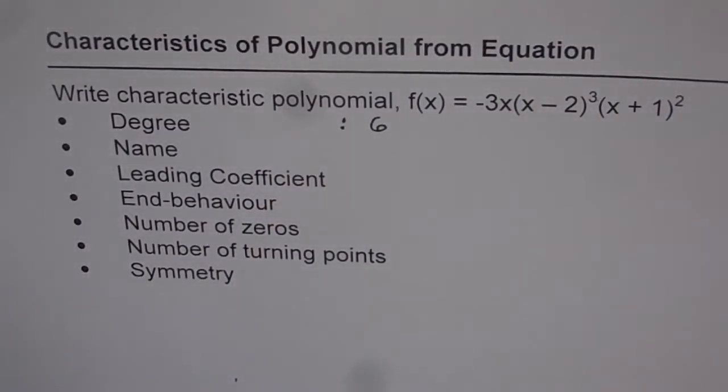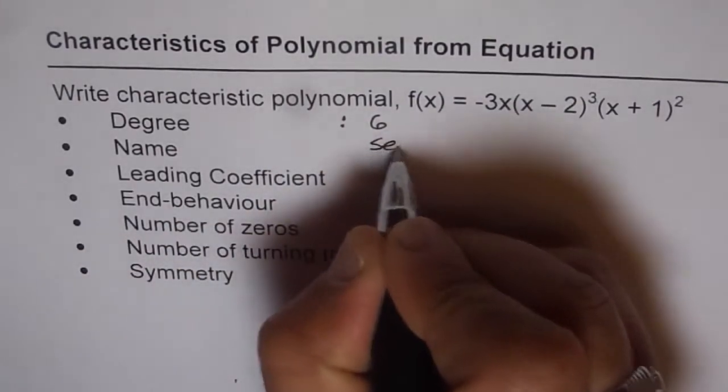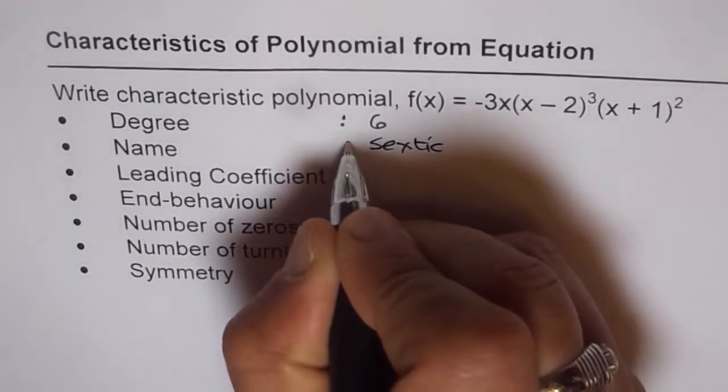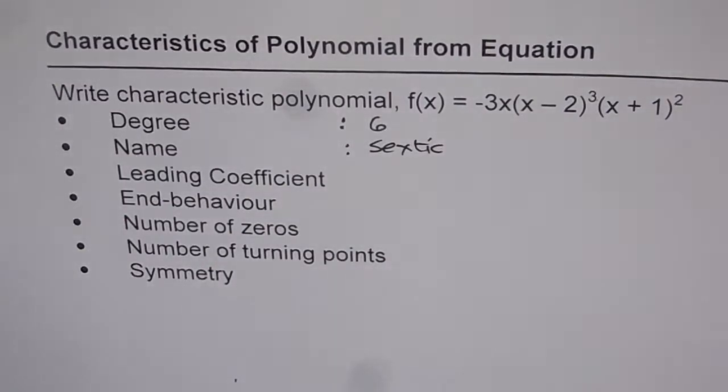What is the name of a polynomial? Name of the polynomial is based on the degree, right? So it is 6th degree, it is called sextic. So it is sextic polynomial. So that is the name of the polynomial. And next question is leading coefficient.